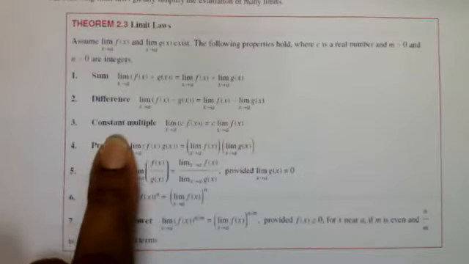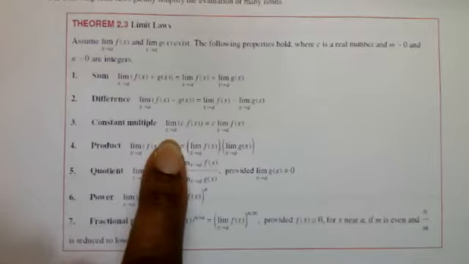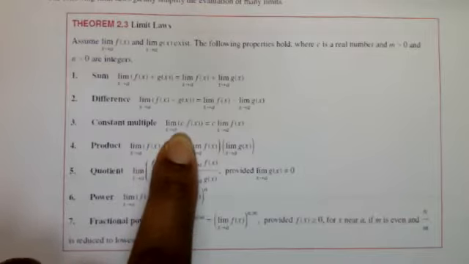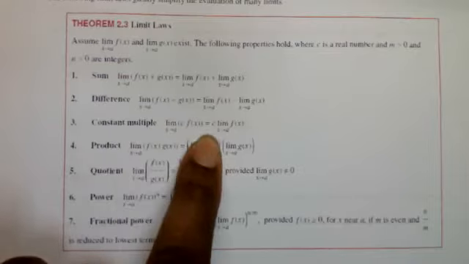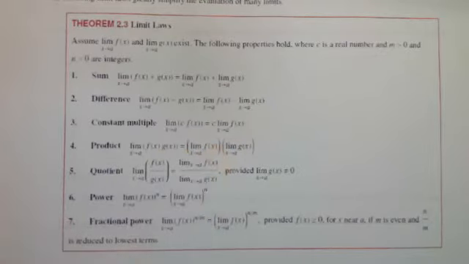And then the third is the constant multiple. In this case here, the limit as x approaches a of some constant c times f of x. I can take this constant c, pull that on the outside, and then take the limit of f of x as x approaches a.